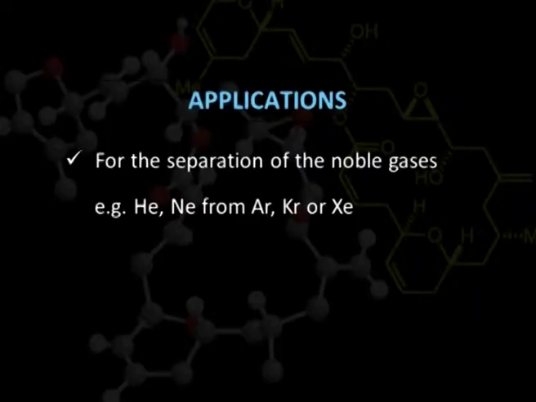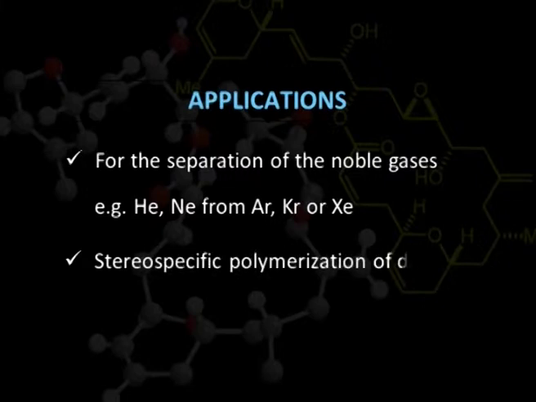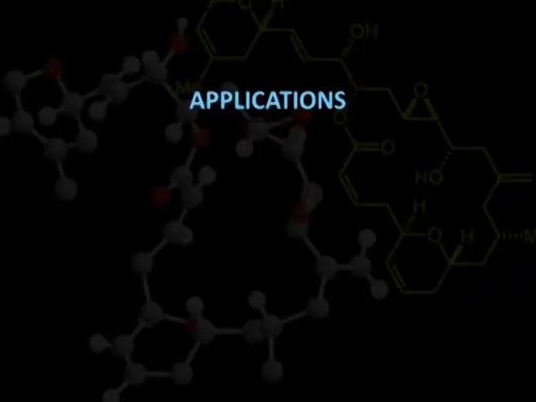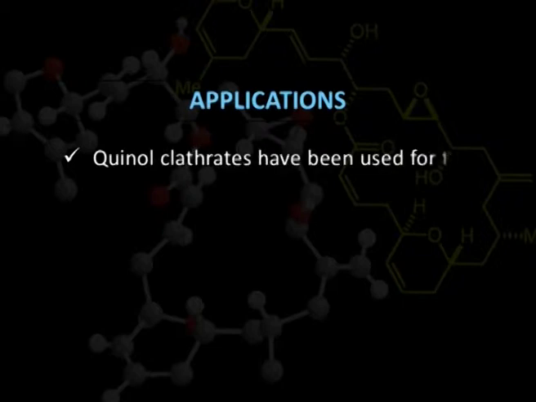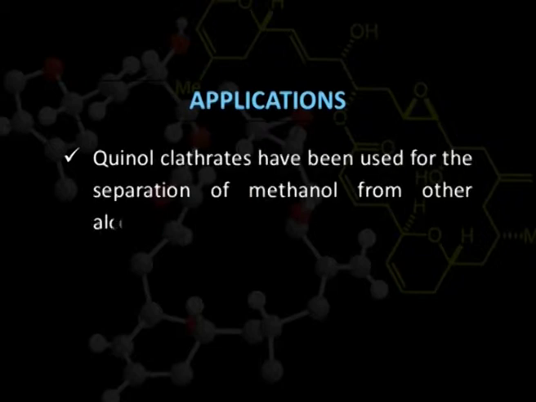They are also used for the stereospecific polymerization of diene. Here again, the cavity will serve as a stereospecific cavity. Quinol clathrates have been used for the separation of methanol from other alcohols. Here we know that methanol has only one carbon atom. In case of other alcohols, the carbon chain increases. So, as the chain length of the carbon increases, it will not be possible to trap it into the cavity which is being formed by the quinol clathrate.